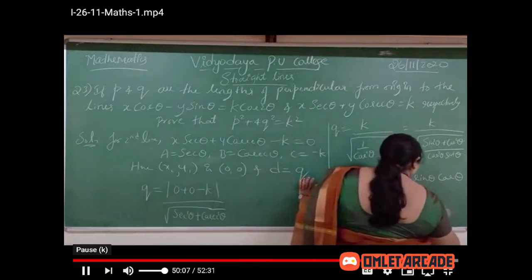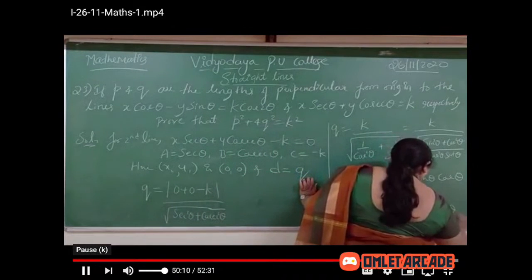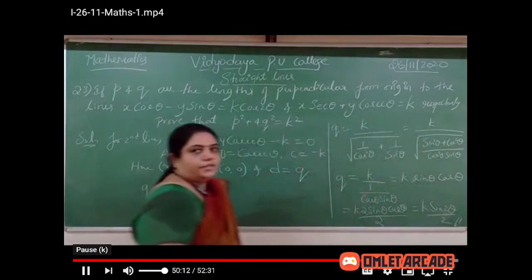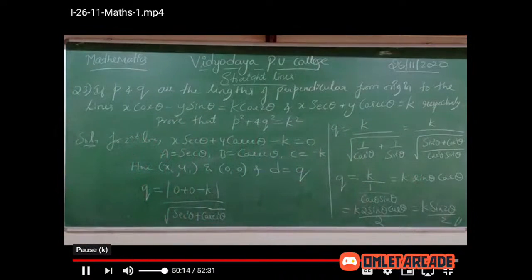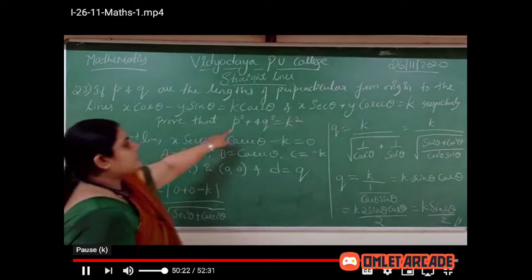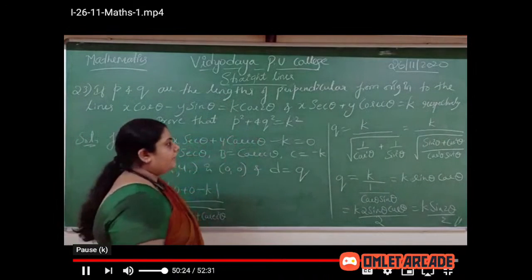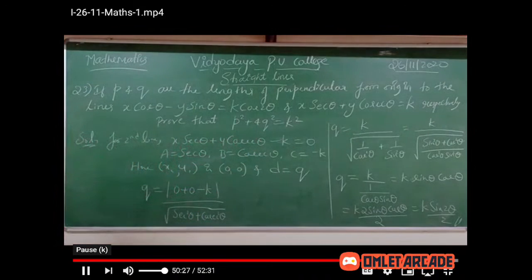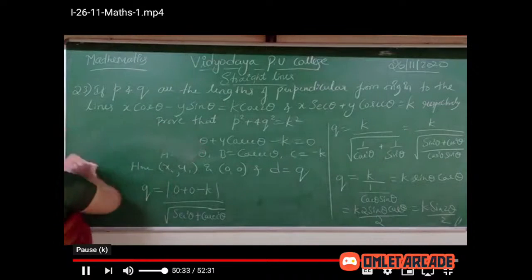Now the numerator is what? K into the formula sin 2 theta divided by... so that is the value of what? Q. So you have both the value of Q and P. We'll consider the LHS of the equation, what we need to prove now. So this is the value of Q. Pause the video and note down.